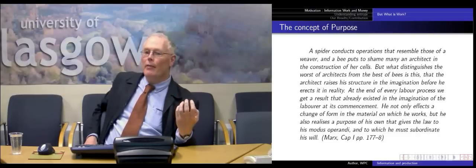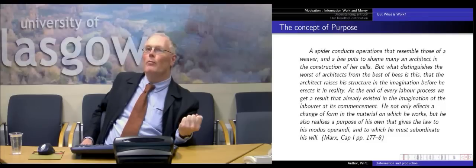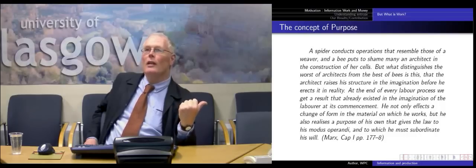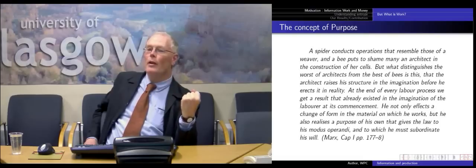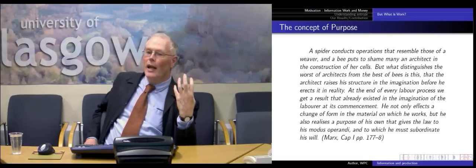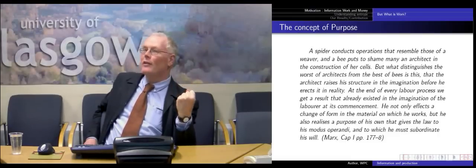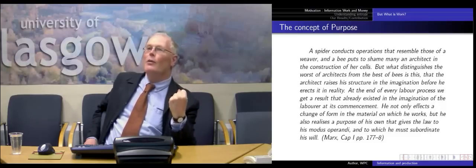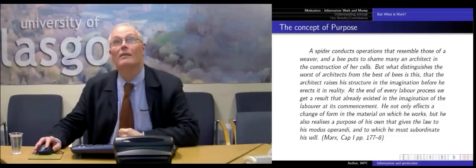Marx said there was a basic difference between human and animal work. In his parable of the spider or the bee and the architect, he says what distinguishes the worst of architects from the best of bees is that the architect raises his structure in the imagination before he erects it in reality. At the end of every labour process, we get a result that existed in the imagination of the labourer at his commencement. So this is essentially a teleological difference, that the object that's going to be made is conceived as residing in the worker's brain before they actually make the thing.